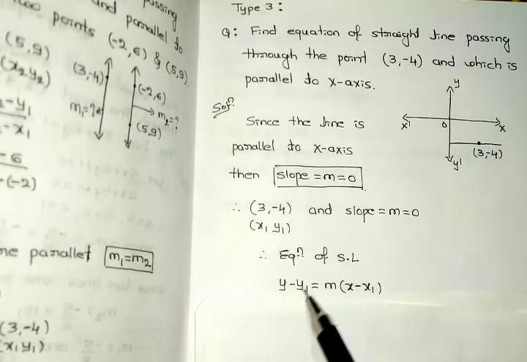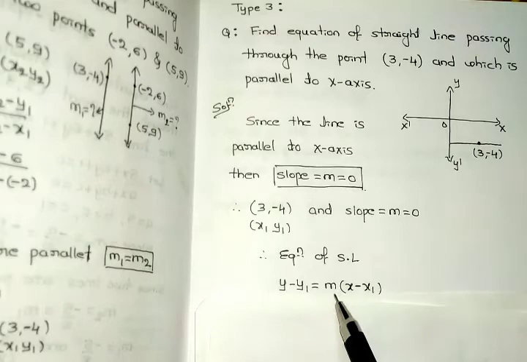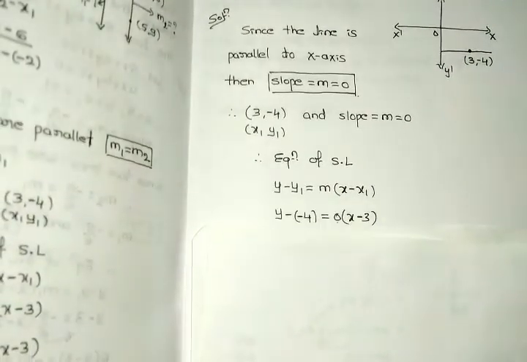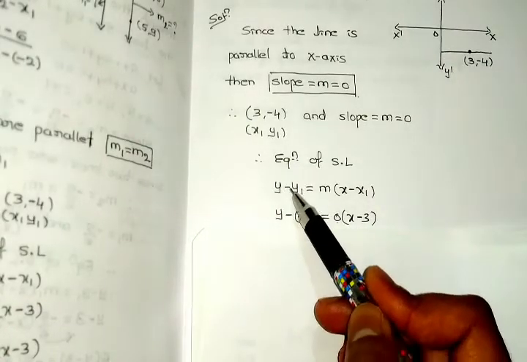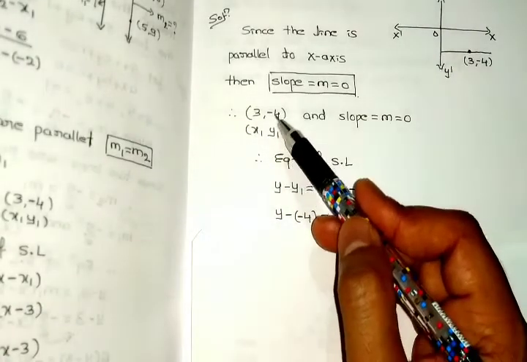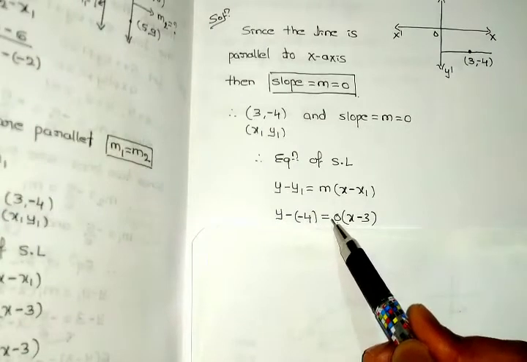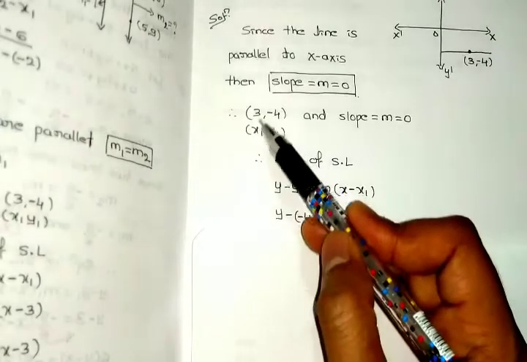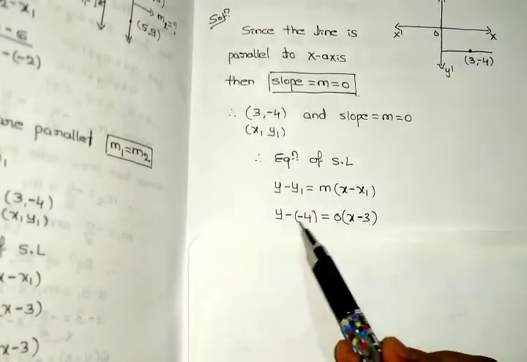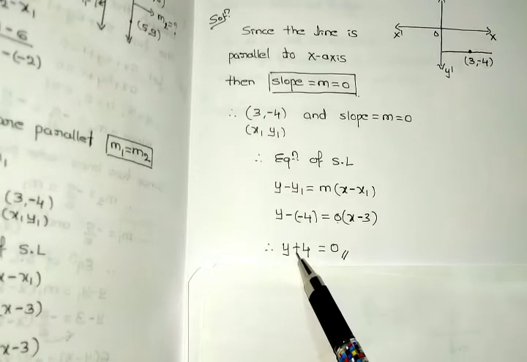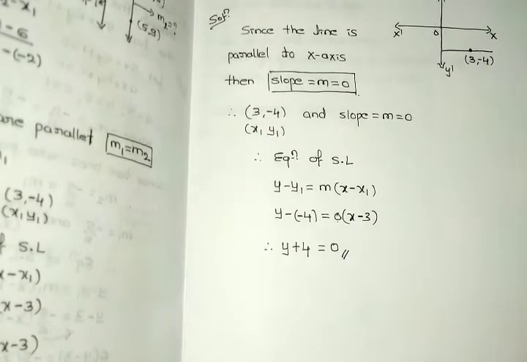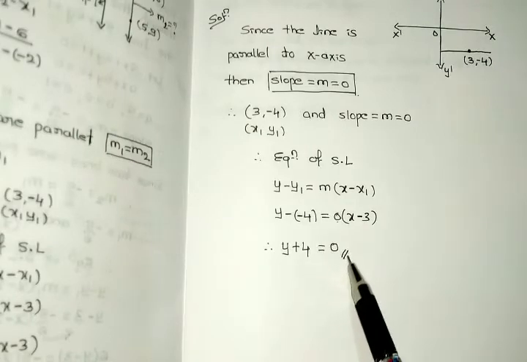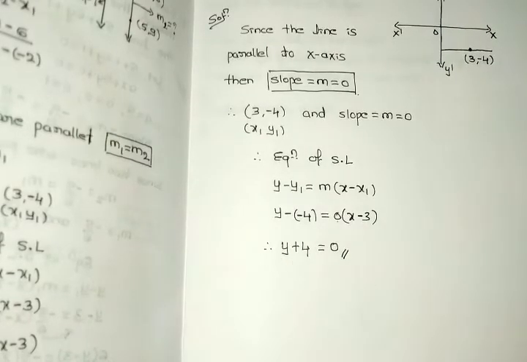So now we need the equation of the straight line. Therefore the equation of a straight line is y minus y1 is equal to m into bracket x minus x1. Substitute the points. So y, keep it as it is, minus y1, which is minus 4, in bracket, is equal to m value 0 into bracket x minus x1, which is 3. So next, y minus into minus goes to plus 4 is equal to 0 into any value, which is 0. So this is the required equation of the straight line.